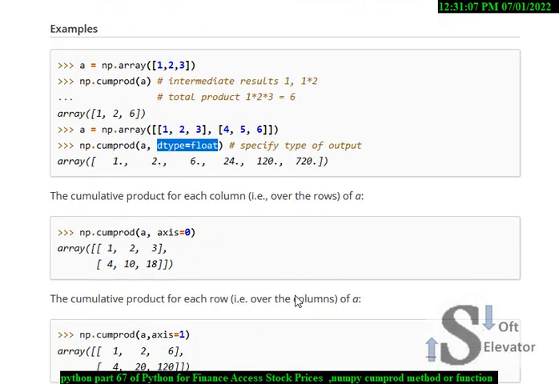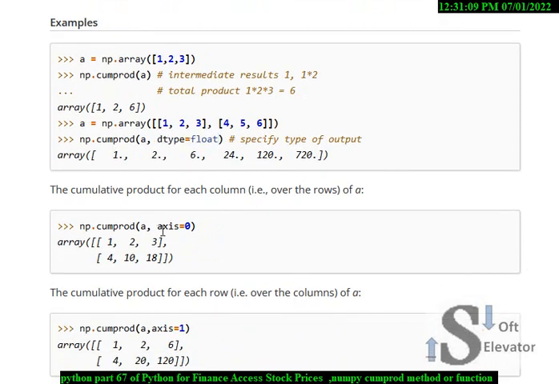Okay, very simple. If we have the argument axis equals 0, the first row stays the same, no action, and the second row we multiply: 4 by 1 is 4, and then 5 by 2 is 10, and then 6 times 3 equals 18.